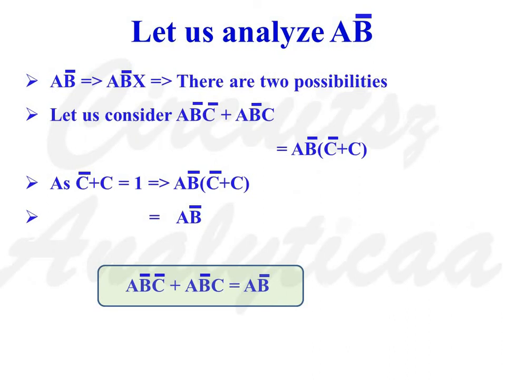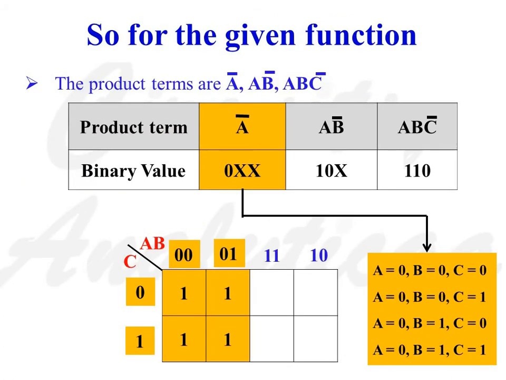If we analyze the term A B bar, we will find that it can be expanded as A B bar C bar plus A B bar C. So in the given function, there are three product terms. The first product term is A bar.